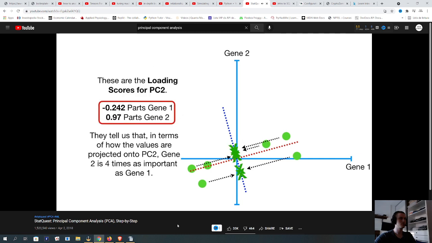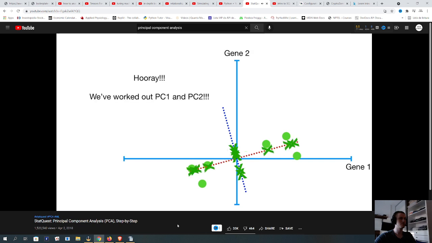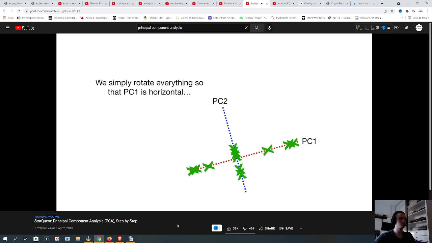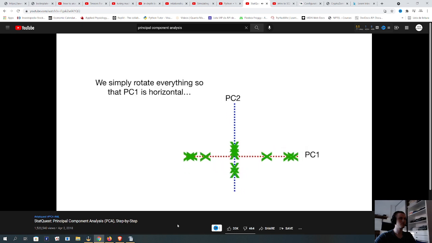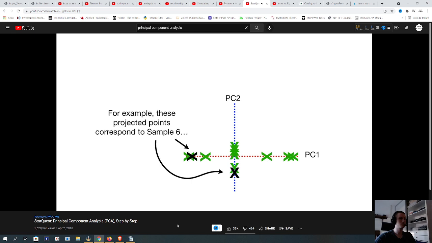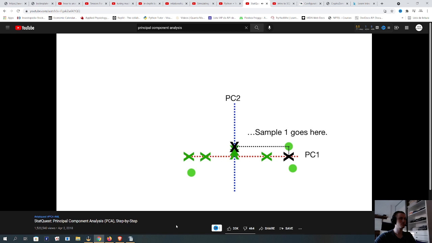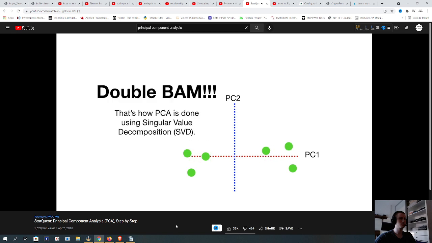They tell us that in terms of how the values are projected onto PC2, gene 2 is 4 times as important as gene 1. Lastly, the eigenvalue for PC2 is the sum of squares of the distances between the projected points and the origin. Hooray! We've worked out PC1 and PC2. To draw the final PCA plot, we simply rotate everything so that PC1 is horizontal. Then we use the projected points to find where the samples go in the PCA plot. For example, these projected points correspond to sample 6. So sample 6 goes here, sample 2 goes here, and sample 1 goes here, etc. Double bam! That's how PCA is done using singular value decomposition.